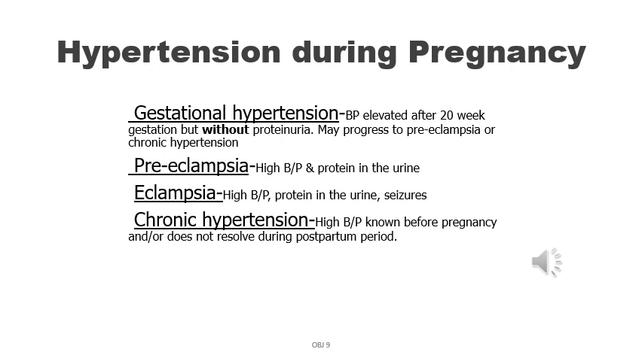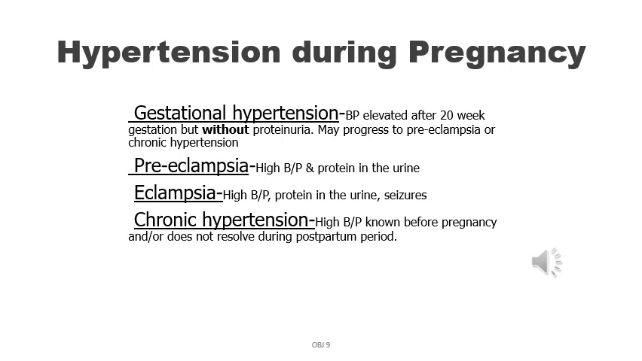So next we're going to discuss hypertension during pregnancy. Some of the different classifications is gestational hypertension. This is when they have blood pressure elevated after 20 weeks gestation, but without proteinuria. May progress to preeclampsia or a chronic hypertension.